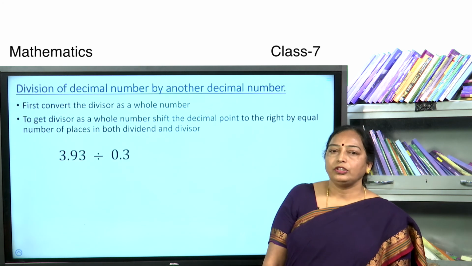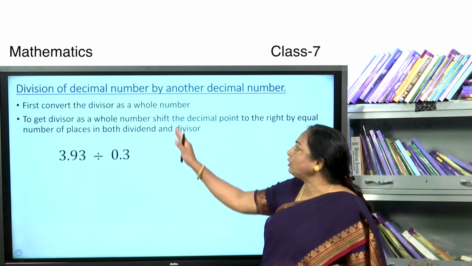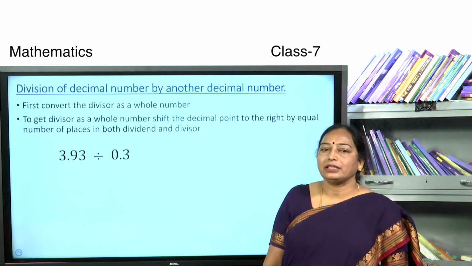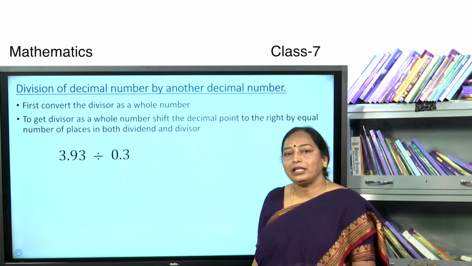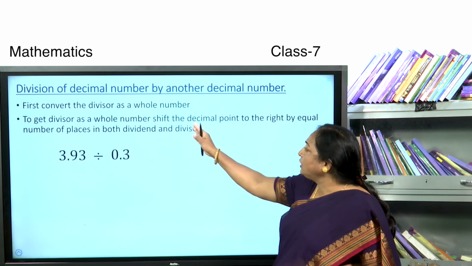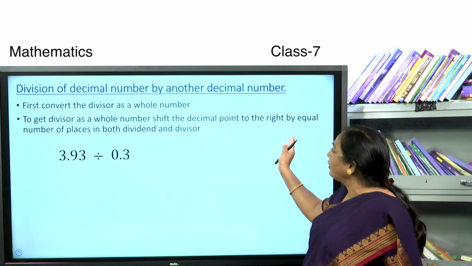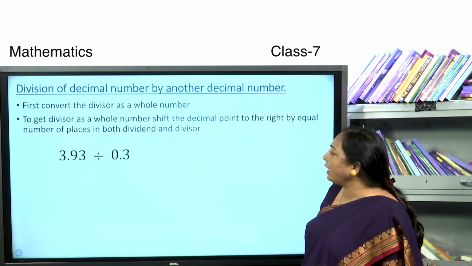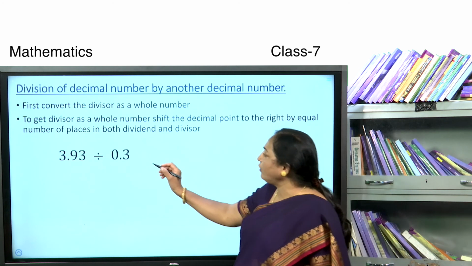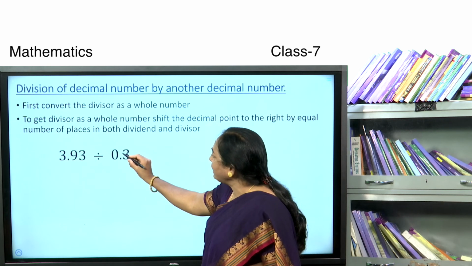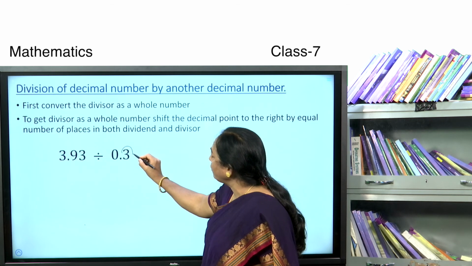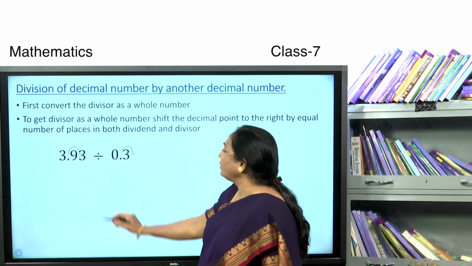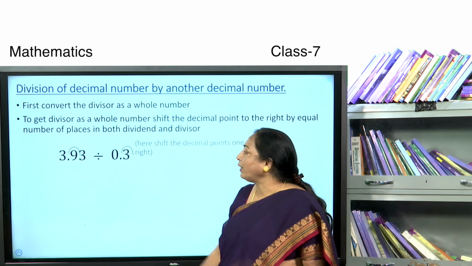First, we should follow some steps for dividing a decimal number by another decimal number. First, convert the divisor into a whole number. To get the divisor as a whole number, shift the decimal point to the right by an equal number of places in both the dividend and the divisor. Here, we have to shift to the right. One digit is there, so we shift the decimal point one place. Here also shift one place. It will become 39.3 divided by 3.